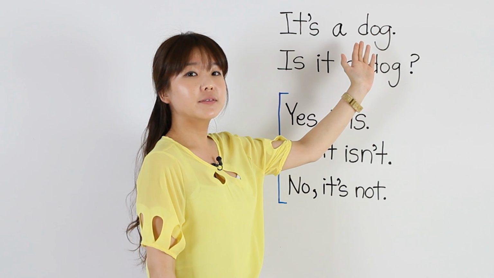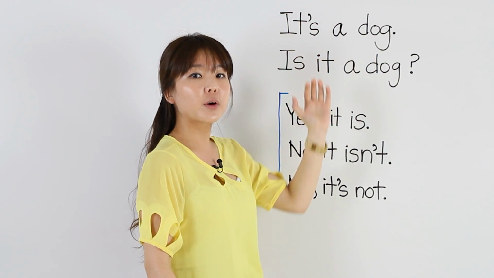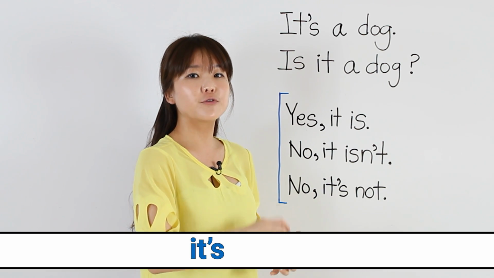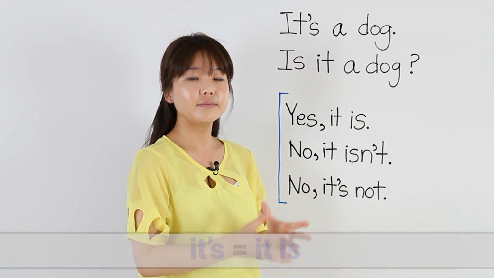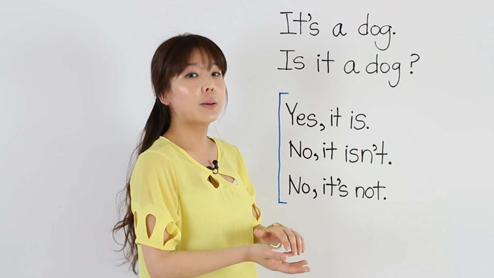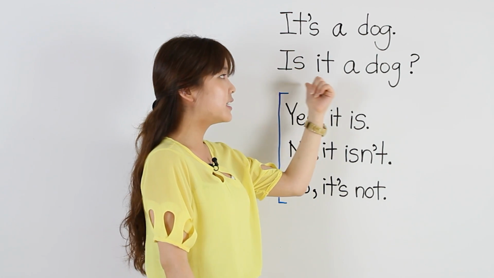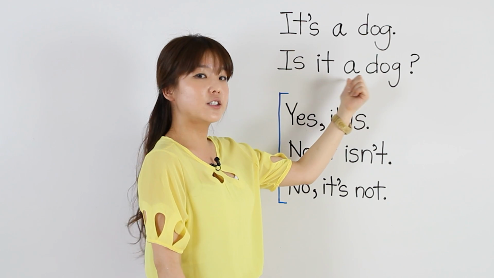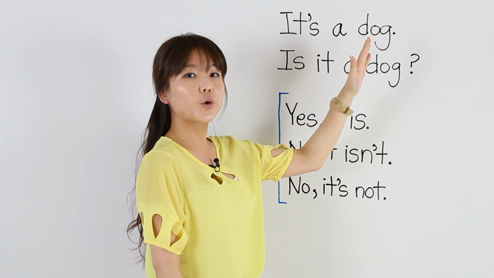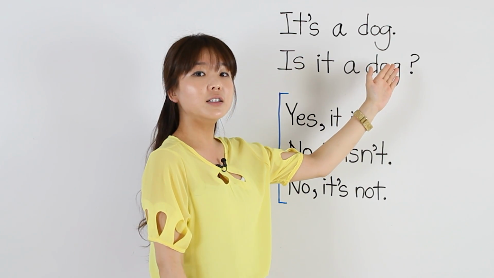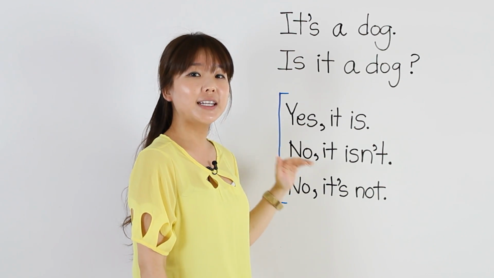It's a dog. Okay, we have the contraction it's. Remember, it's is a contraction for it is. The be verb is. When we make a question, remember we have to put the be verb in the front. Is it a dog? Okay, the intonation goes up for the question. Is it a dog?